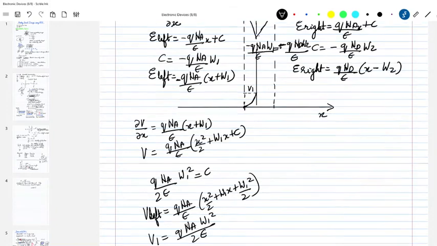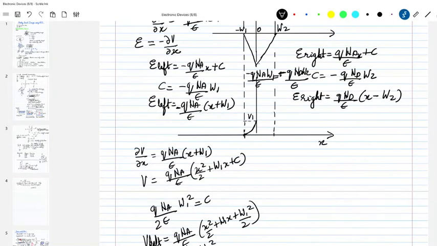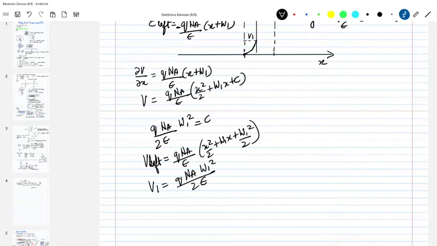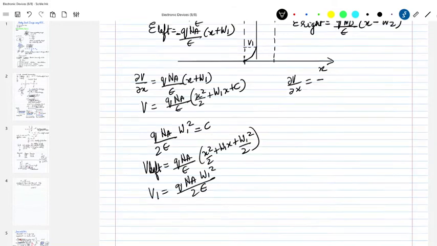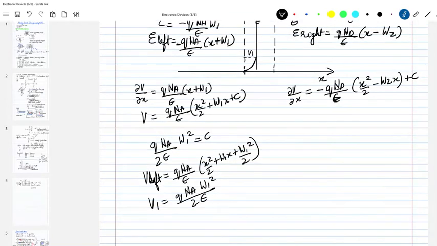Now on the other side, I have to do the same thing with this as the initial condition. So what I have here is V right. E right will be equal to minus dV by dx, which is q N_D over epsilon times x square by 2 minus W2 x plus C. Correct? So I put a C inside, which is wrong here, so let me make a correction here also. The C was outside so that people don't get confused.